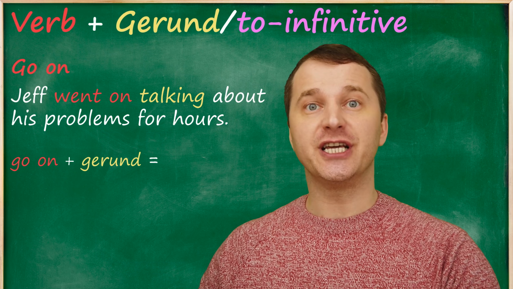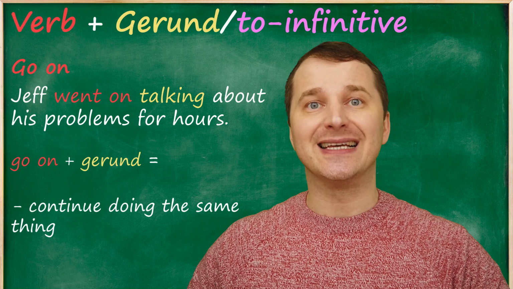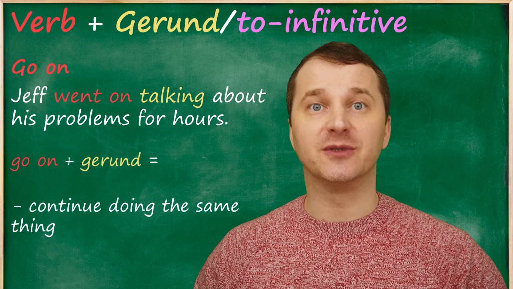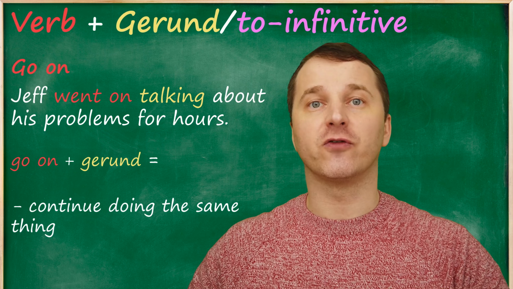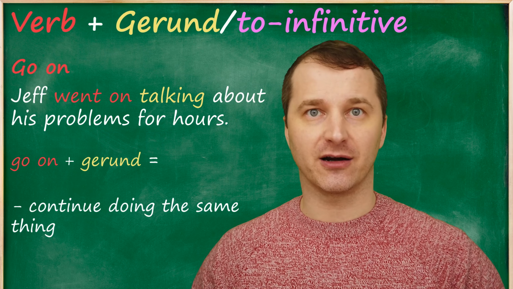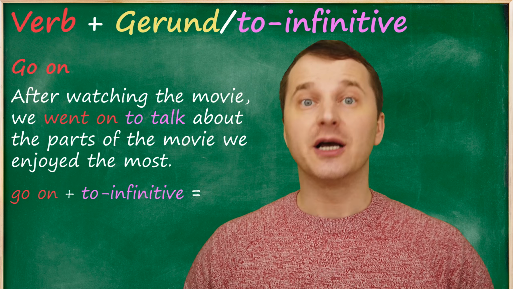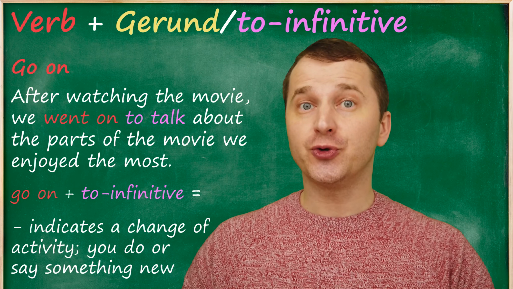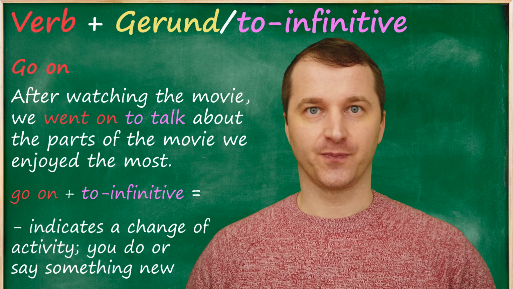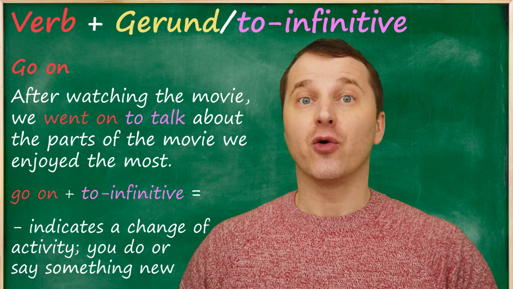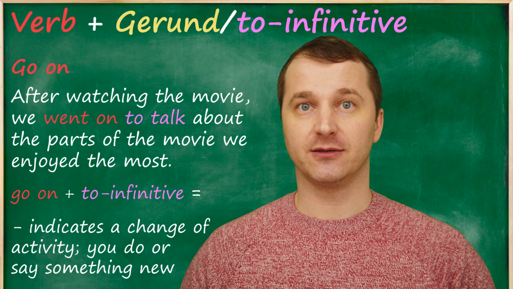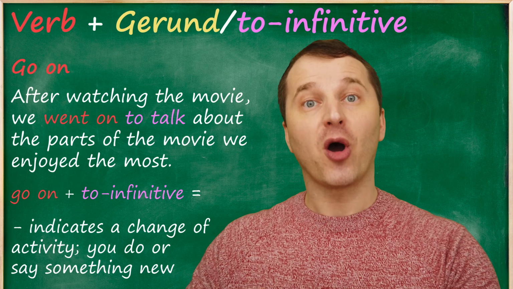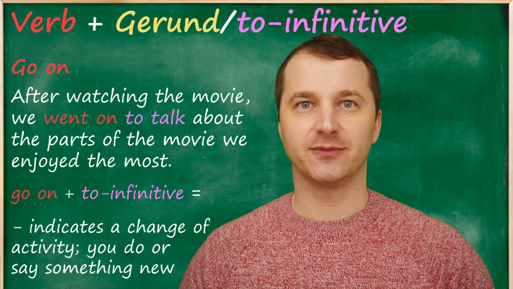Go on plus ing means to continue doing the same thing. So Jeff continued talking about his problems for many hours. He's been talking for so long that we just got tired. Go on plus to infinitive indicates a change of activity. You do or say something new. So in the second sentence, we watched the movie first and we finished it. Then we started discussing the movie and sharing the parts of the movie that we enjoyed the most.